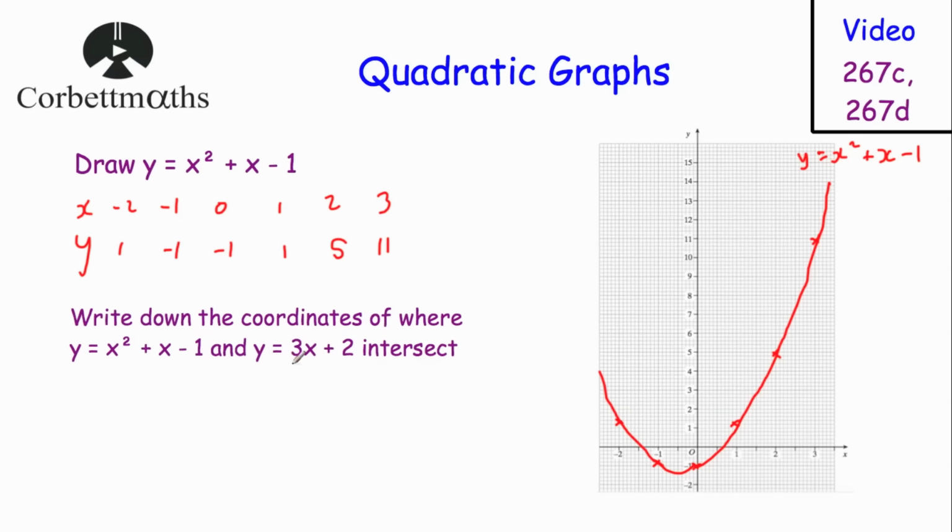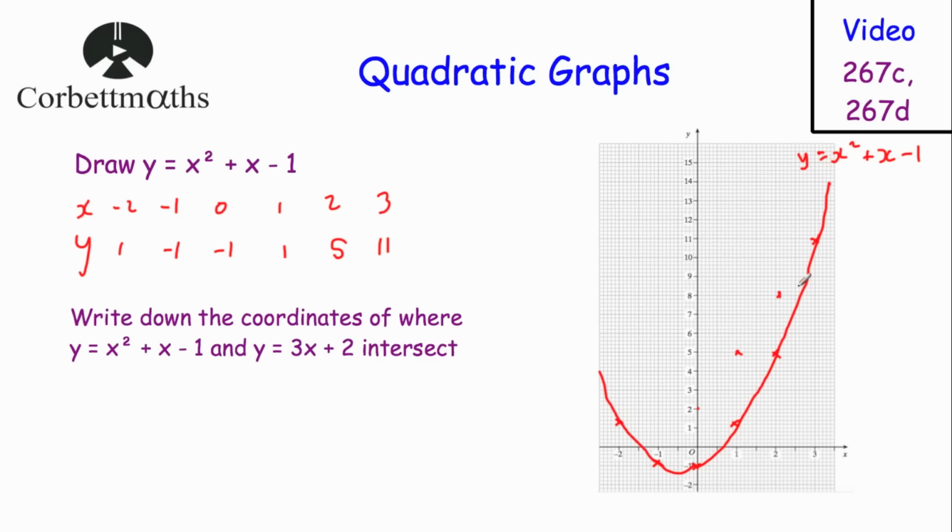Now I could do an xy table for this, so I could do x, y, 0, 1, 2, 3, and multiply the numbers by 3 and add 2. I'm actually going to draw this graph using a slightly different technique. I know it meets the y-axis, it's got a y-intercept of 2, so I'm going to start at 2. And then I'm going to consider its gradient, which is 3. So I'm going to go 1 unit across, and I'm going to go up 3, so that'll be 5. I'm going to go another unit across and go up 3, that'll be 8.